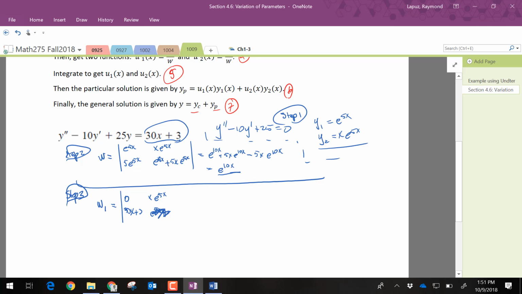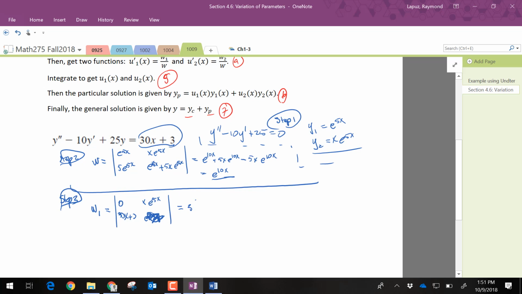Actually, it doesn't matter what this is because it's going to be 0, right? So gone. And then we have 30x squared e to the 5x plus 3x e to the 5x. So I can't combine that, unfortunately. Well, we'll leave it like that.